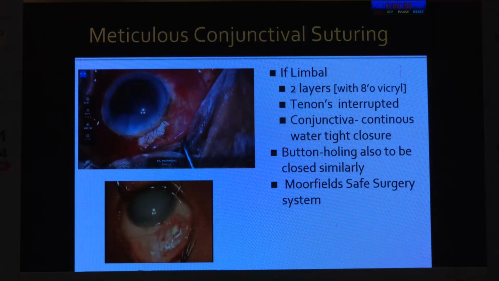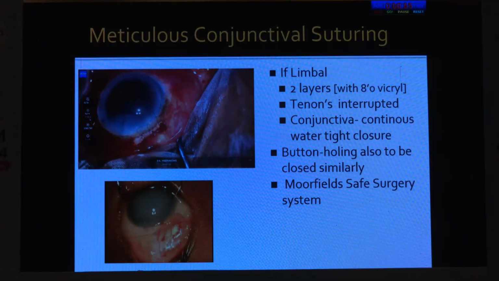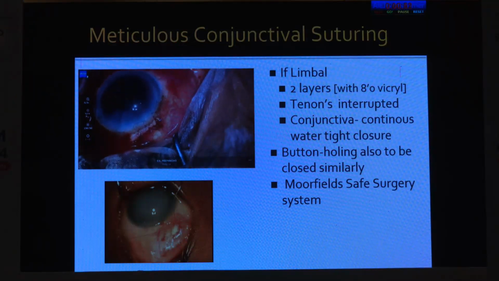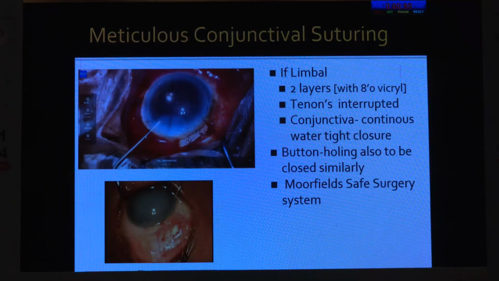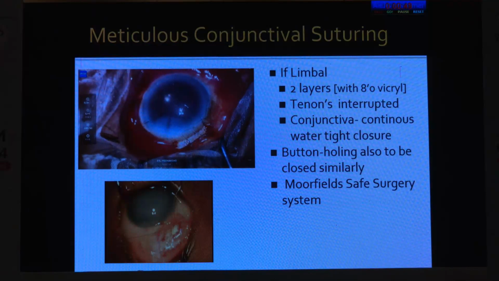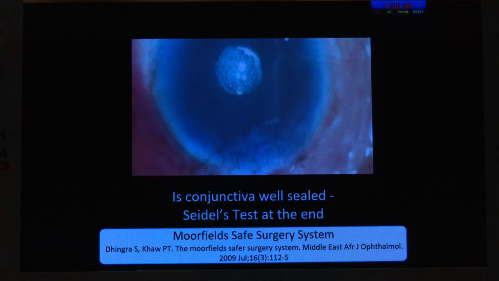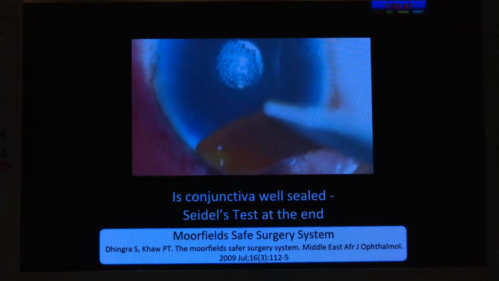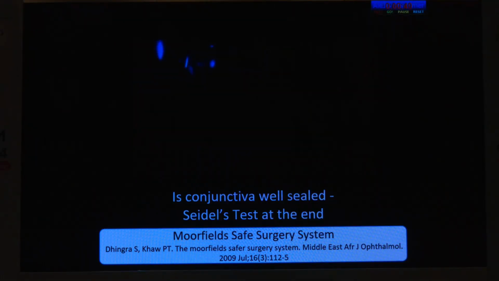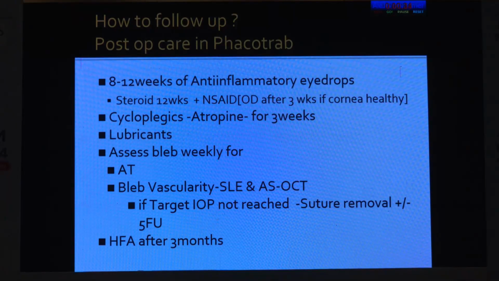And after that, we can check whether it is sealed well or not, and through the side port check that the bleb is forming and there is no leakage. You can also use the fluorescein strip to check that there is no leakage. And the Moorfields safe surgery system should be followed when you are doing a phacotrab.